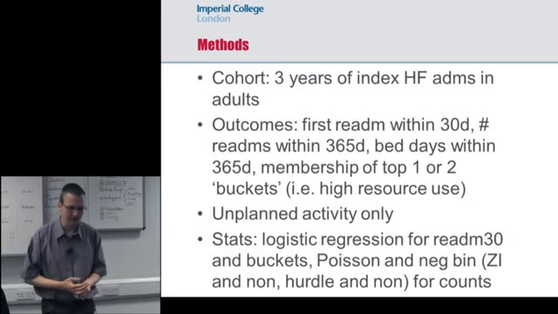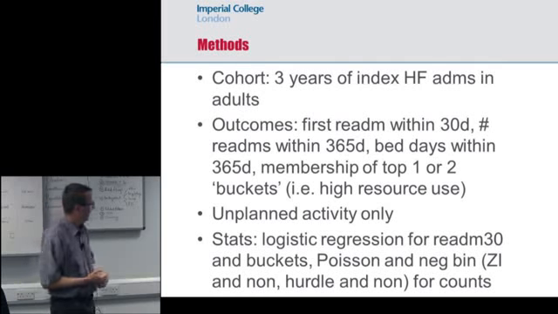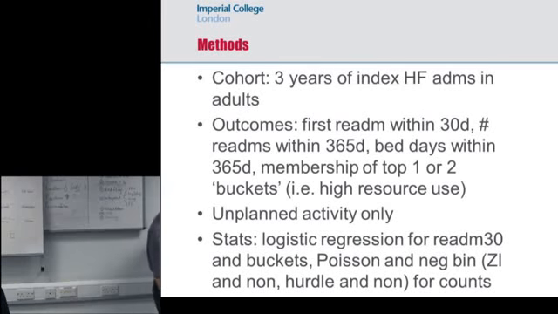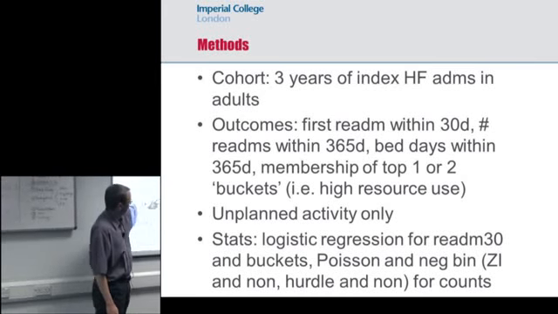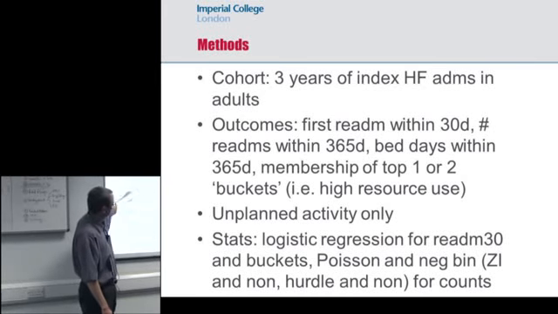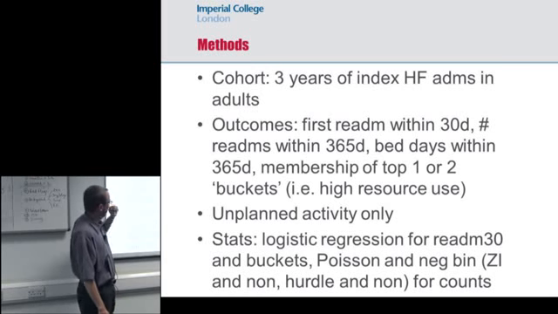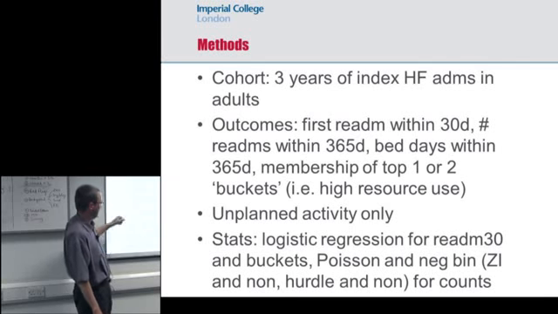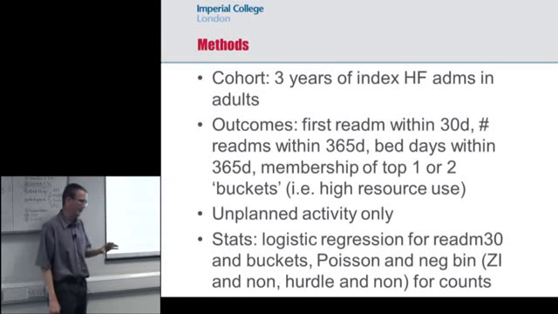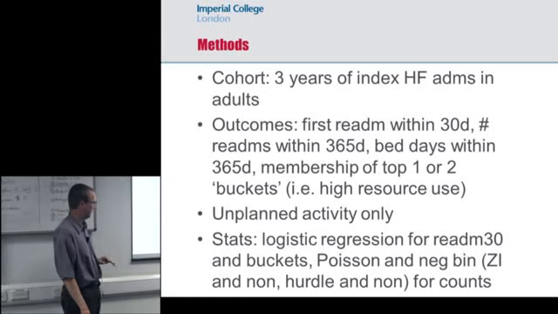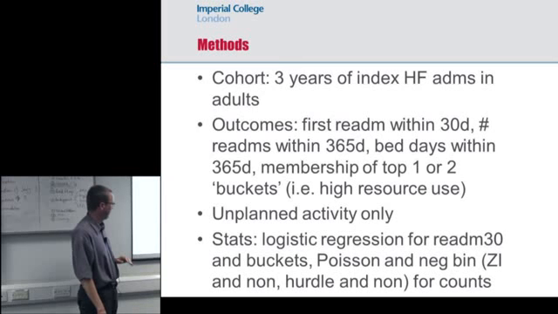Same 3 years of index admissions, and we've got the usual thing: first readmission within 30 days, and then the number of readmissions within 30 days, 365 days, the number of bed days within the year of follow-up, and whether they had the highest resource use, whether they're a member of one of these top resource use buckets. We just looked at unplanned activity. There was some elective activity, but we've just ignored that, fairly minor.